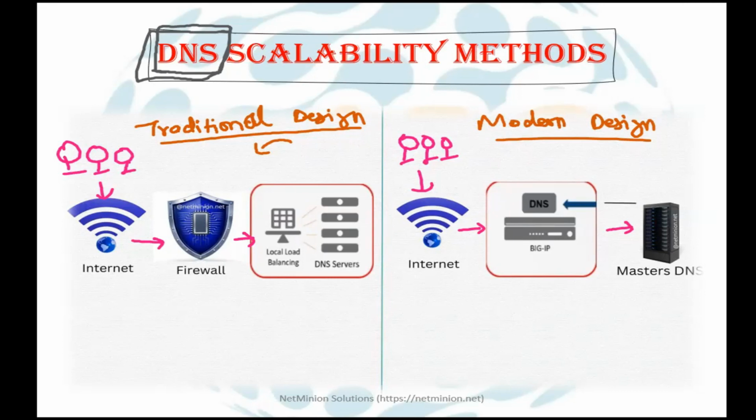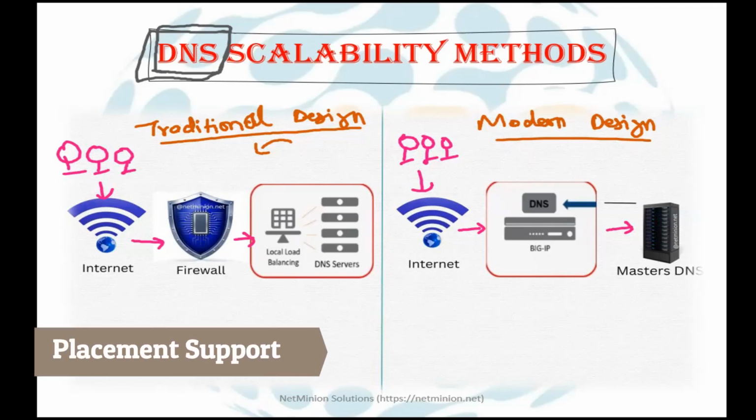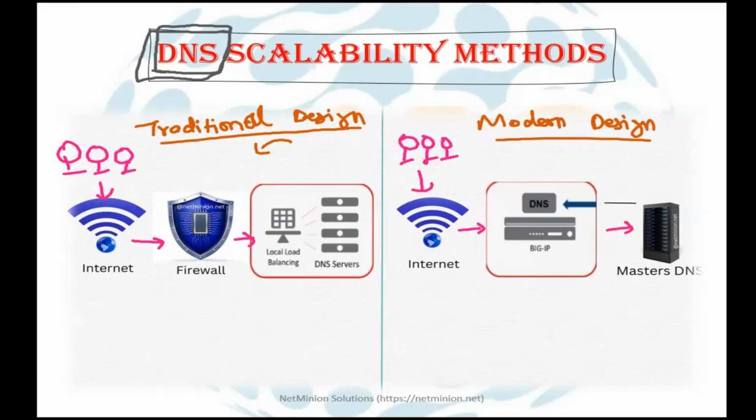I think in the traditional design we have n number of DNS servers, but in the modern design we have only one master DNS, with one F5. What is the load balancer doing here? It is doing load balancing for the DNS request, the DNS query.